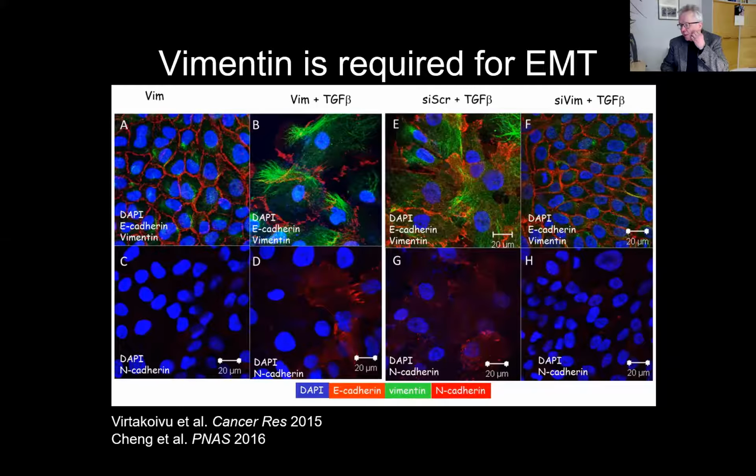Also, we could see that this is a cell system which is familiar to many of you. MCF10A cells undergo EMT when you stimulate them with TGF-beta, which you can see here in the upper row. When you transfect the cells with vimentin alone, nothing happens. If you stimulate them with TGF-beta, they undergo nice EMT, which is also shown by N-cadherin presence. The same happens in the normal cells when you stimulate with TGF-beta. Again, we have EMT, but when you have knockdown of vimentin, this doesn't work. So vimentin is really required for the EMT.